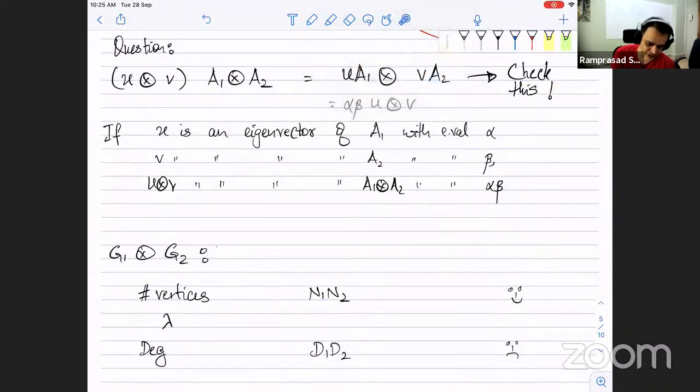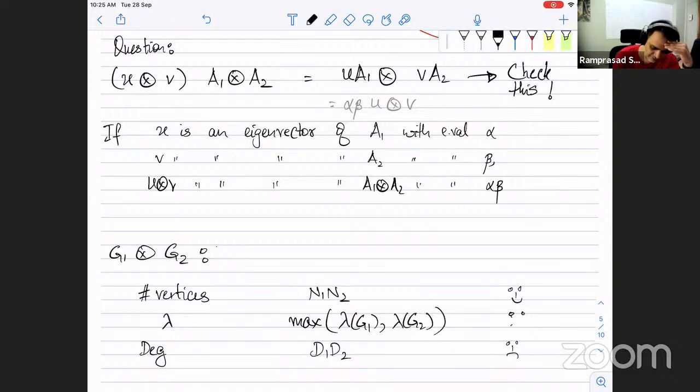There's one corresponding to 1 times 1. The eigenvalue 1 of G1 times the eigenvalue 1 of G2. Then there is something that looks like 1 times lambda G2. And there's one that looks like lambda G1 times 1. I don't know which of the two is the larger of all of them. But nevertheless, you can basically say that this is at most max of lambda of G1 and lambda of G2.